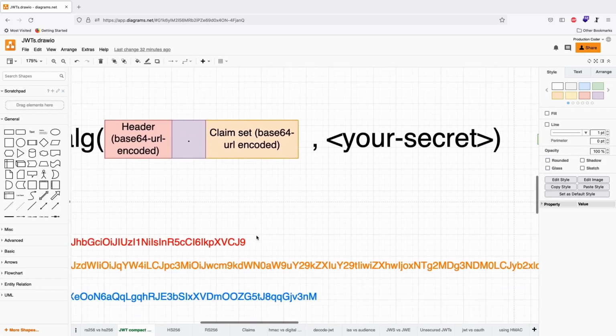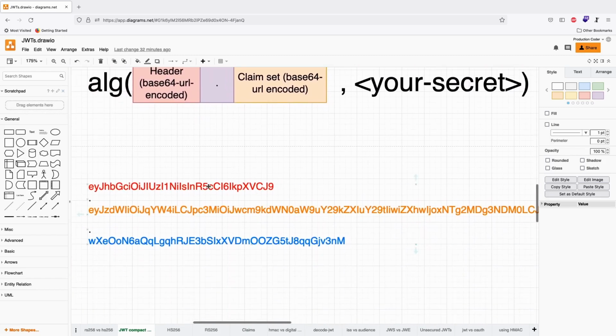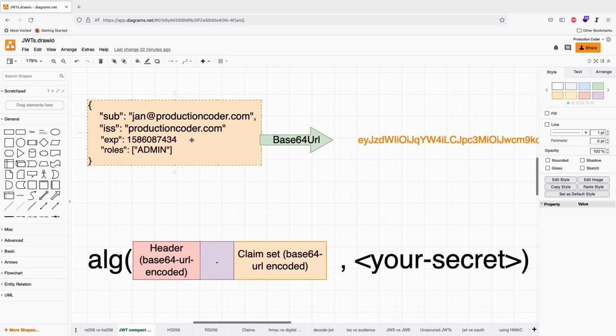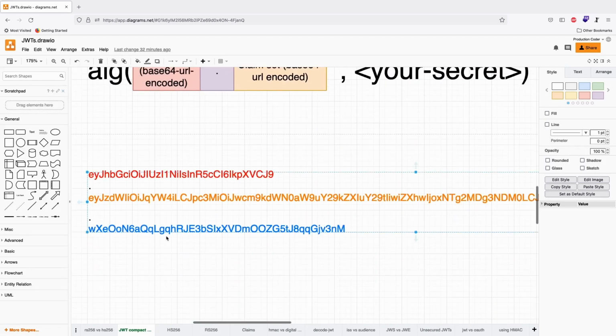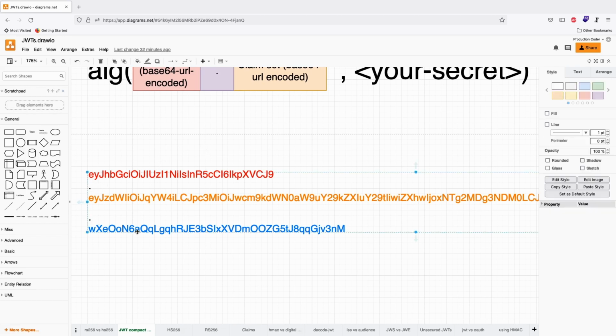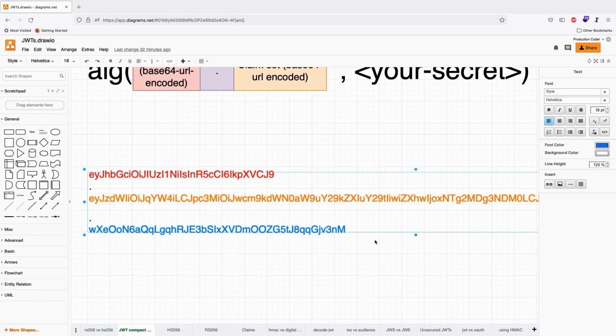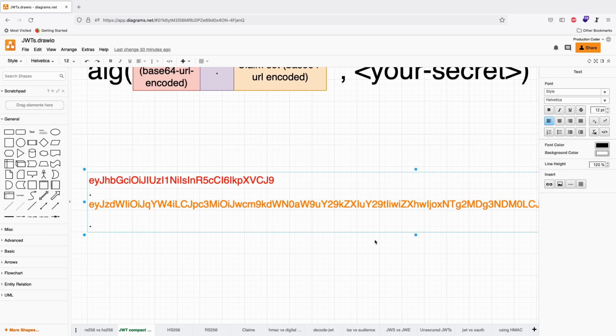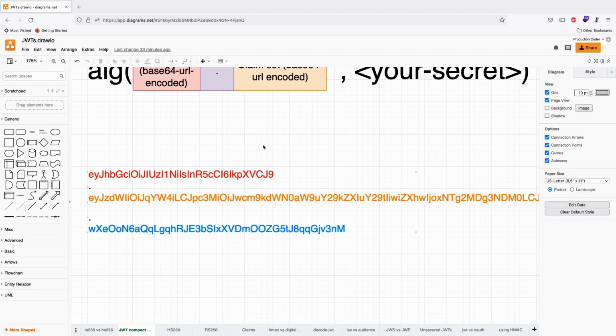And then you take these three parts and you separate them with dots. Here's the header, here's the claim set, so the claim set was this thing, and here's the signature. This is an example of a JSON Web Signature token. A JSON Web Signature token always has these two dots. Now again, for this edge case where you have unsecured JSON Web Signature tokens, you would not have this part. But you should not accept these tokens in the first place.